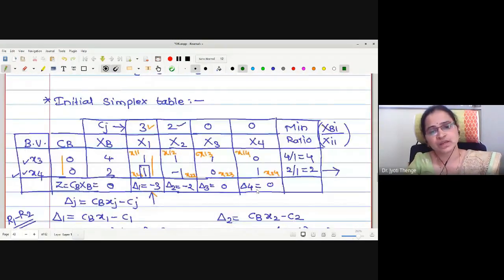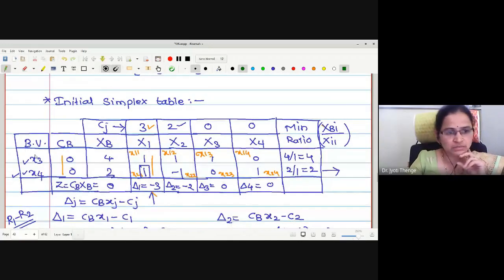Then we have plotted the initial simplex table. The table consists of basic variables, CB, XB, X1, X2, X3 and X4. These two are the basic variables. What does CB stand for? CB stands for cost of basic variable. Cost means the coefficient of these variables in the objective function. What is the coefficient of the variables in the objective function? 0 and 0. This top row is nothing but the cost of all the variables.